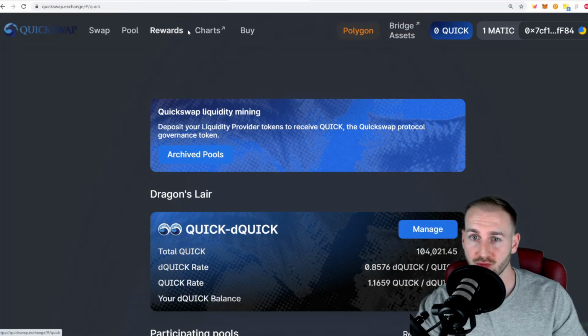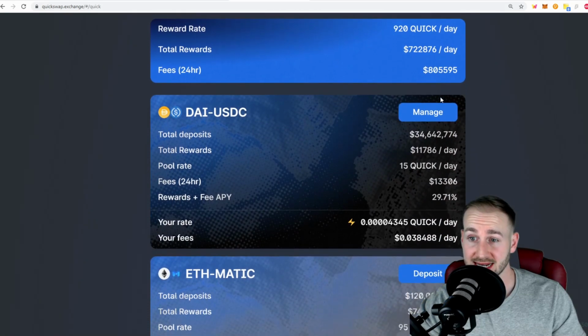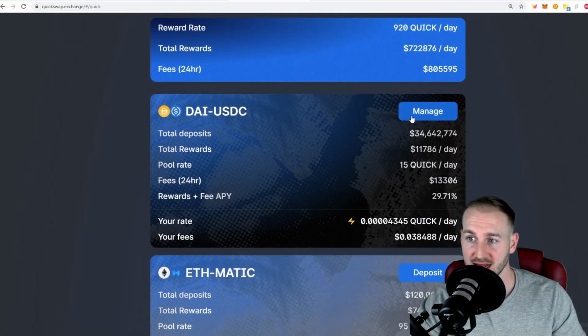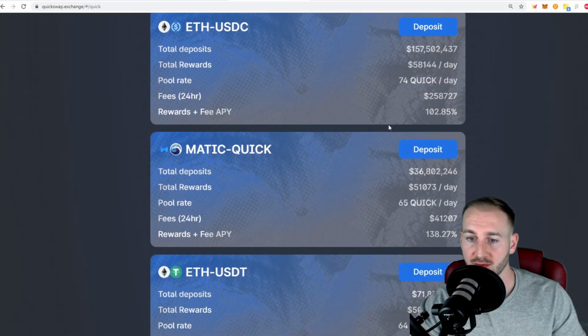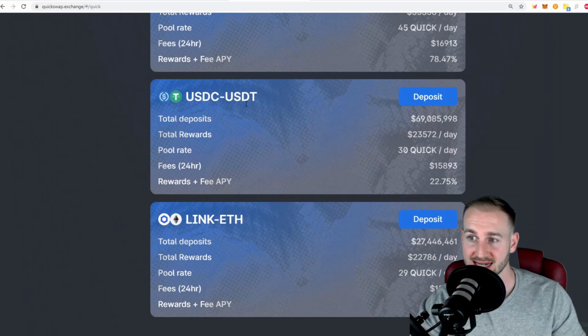So if we just go on to rewards here, and then scroll down to the pools that we're participating in. So DAI to USDC, I've already got my funds in. But if we keep going down to this new stablecoin pool, USDC to USDT, even though I've got the LP token currently and I'm accruing fees, I'm not accruing any Quick tokens. So to do that, you have to click deposit.